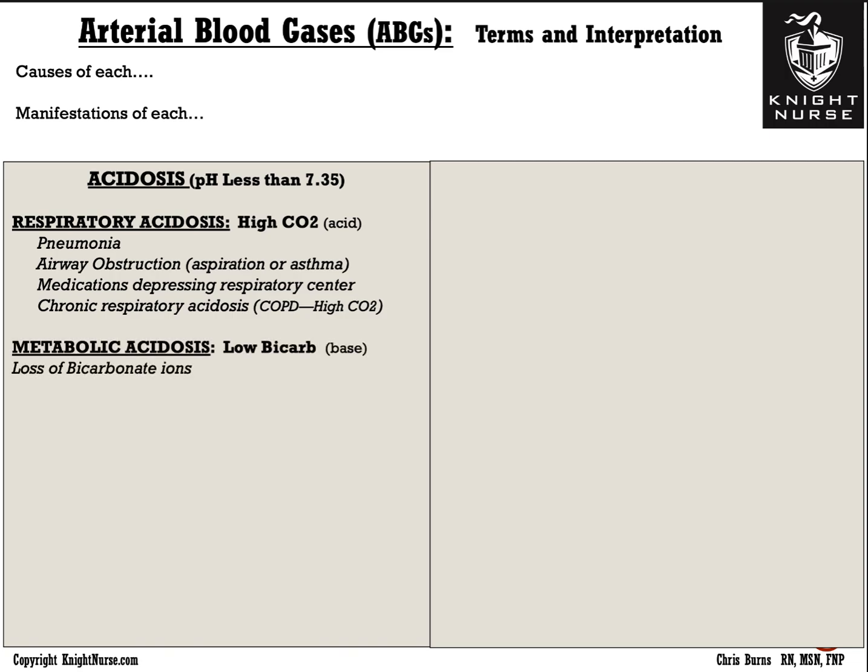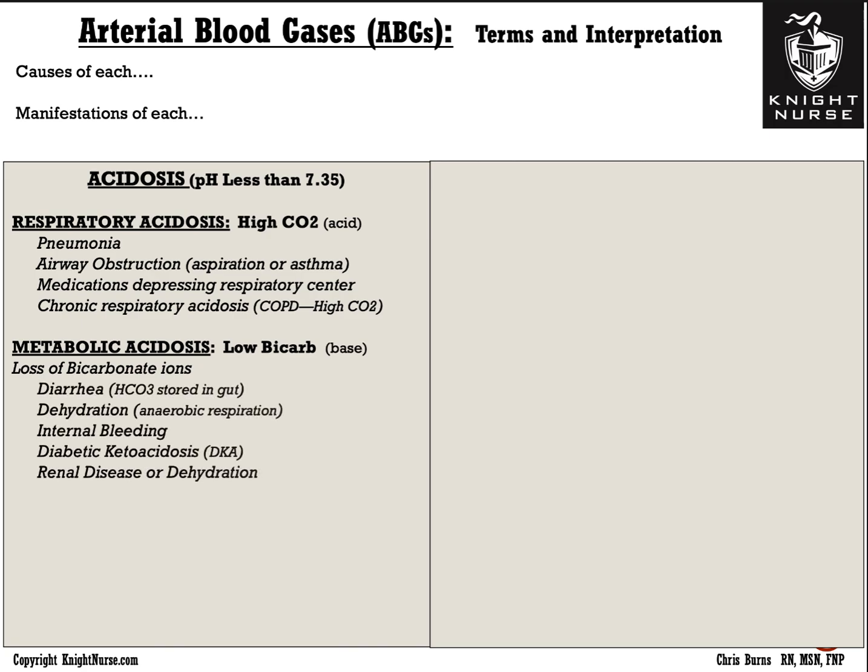Metabolic acidosis is when you don't have enough bicarbonate base, so you have a loss of bicarbonate ions. This can happen from diarrhea because a lot of our bicarb is stored in our gut. It can be from dehydration because not only are you not running the water wheel and the kidneys aren't functioning, but the cells will also go anaerobic on you because you're not supplying them enough oxygen. From tissue ischemia, they will go anaerobic and they will make lactic acid, which gobbles up bicarb. Bleeding, DKA, which we'll talk about, and renal disease or dehydration.